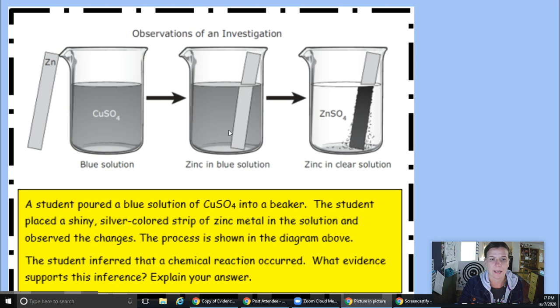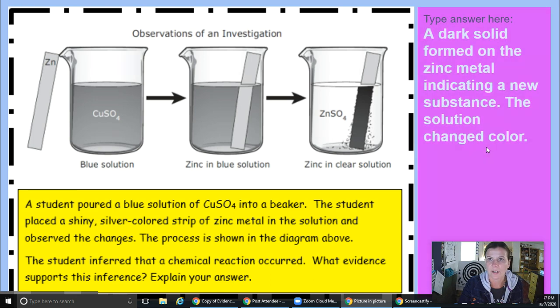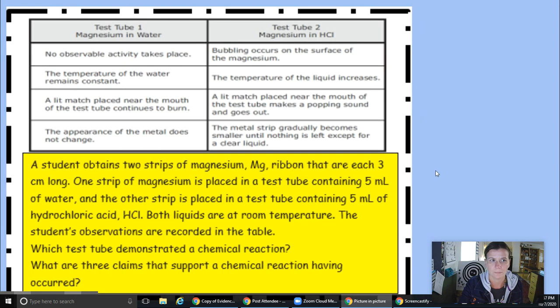So here we have a blue solution, the zinc is placed in the blue solution, the solution turns clear, and you also have a solid substance forming and falling to the bottom. So you would type your answer here. Okay, the student can infer that a chemical reaction occurred because the dark solid formed on the dark metal, indicating a new substance, and the solution changed color.